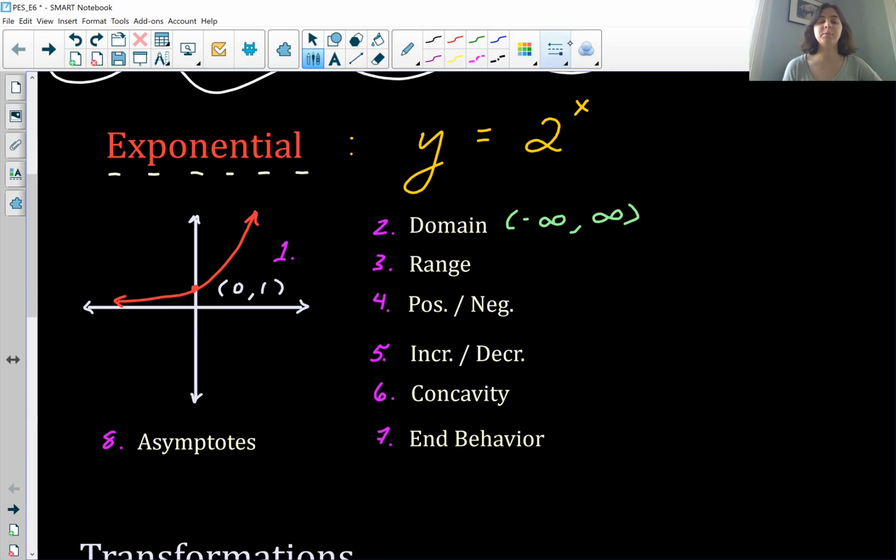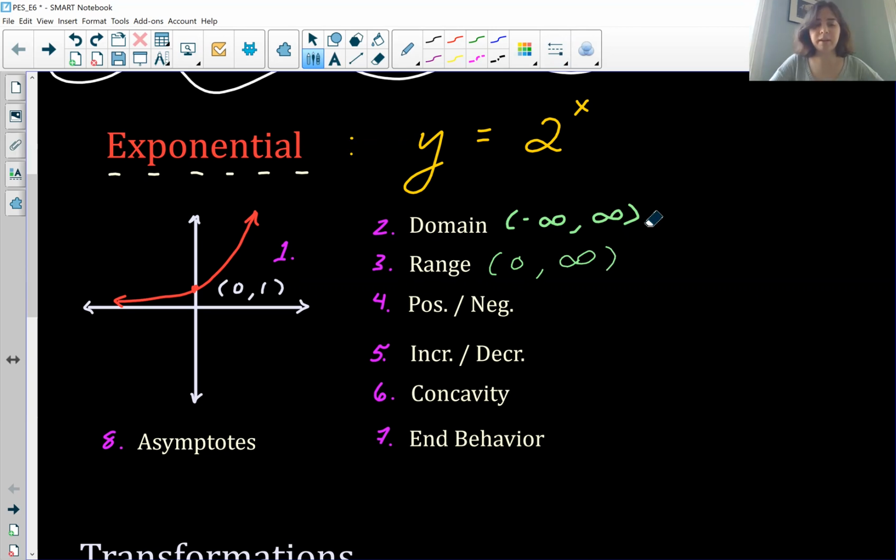And the next one would be range. This is a little different because we can raise something to a negative number, but that's just going to change it into a fraction, and it's just going to get smaller and smaller and smaller, and basically approach 0. But you can't really make it negative unless, again, you do some sort of transformation. So the range of this is going to go from 0 to infinity.